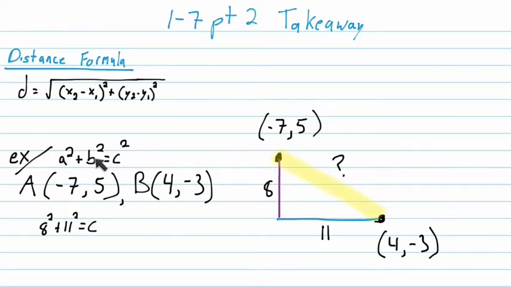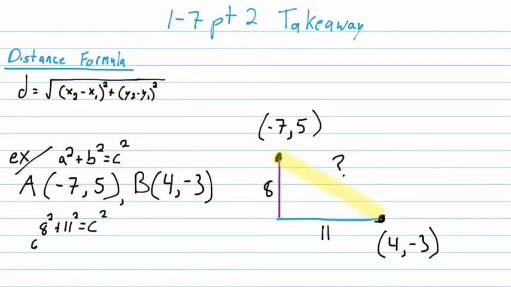The Pythagorean theorem, a squared plus b squared equals c squared. It actually doesn't matter which one you put first. You'll get into a groove. You'll probably put the x's first, just because they're first in the coordinate plane. So we have 8 squared plus 11 squared equals c squared. So you take those distances and we're going to square them, just like we do in the Pythagorean theorem. Again, that square comes from there, which again comes from Pythagorean theorem.